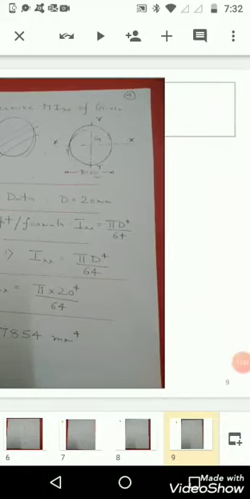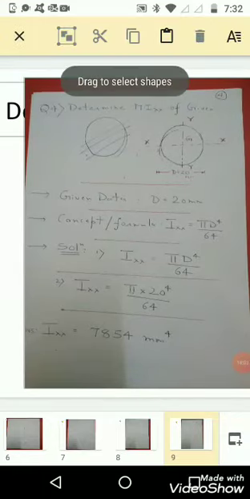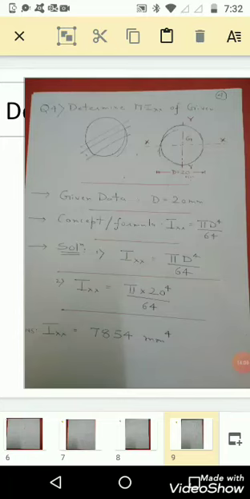Now, next, we'll just enlarge it. I hope it's visible to you. We have to determine the moment of inertia of the given figure. The given figure is a circle with 20 mm diameter.